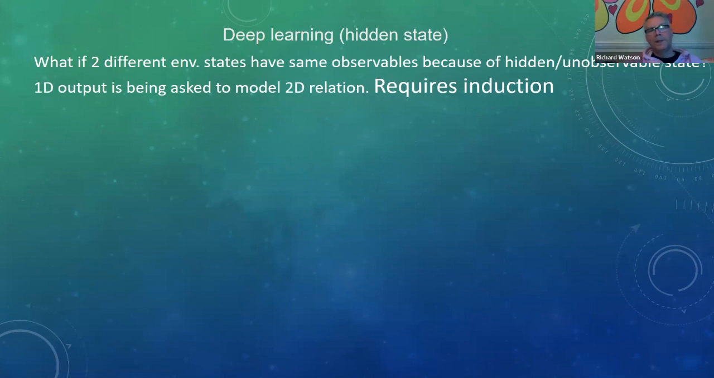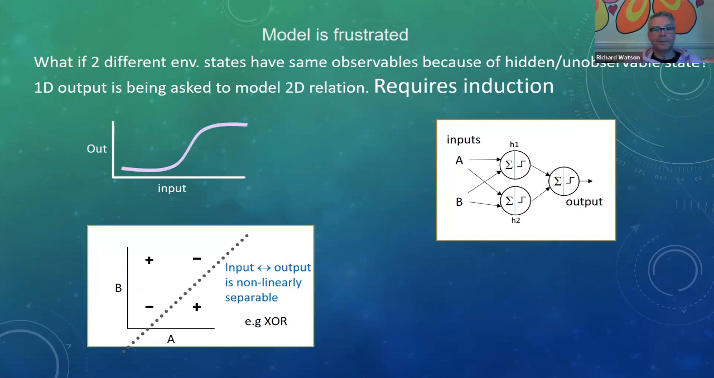What if there are two different environmental states that have the same observable, that they look the same in terms of what the output is supposed to be like, but they're really different contexts because there's a hidden or unobservable state in the world that you can't see. In other words, the output is one-dimensional, but it's being asked to model a two-dimensional relationship. This requires us to do induction, to infer a higher dimensional model from a low-dimensional feedback.